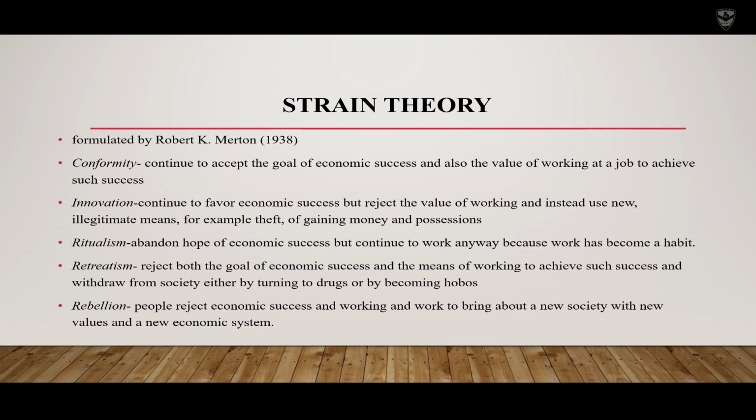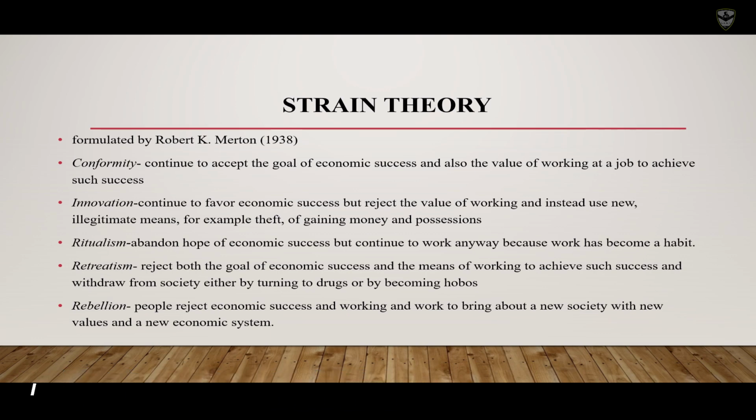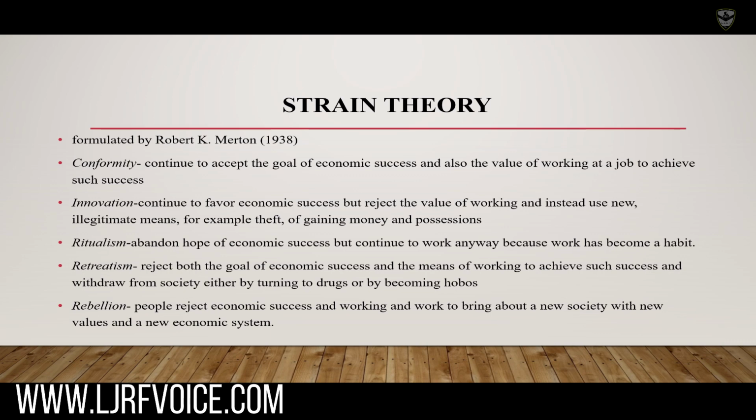So he has given certain postulates of strain theory, and the first one is called conformity. Conformists are people who continue to accept the goal of economic success and also value working at a job to achieve success. So basically, there is no gap between the cultural goal they want to accept as well as the chance of achieving that success.